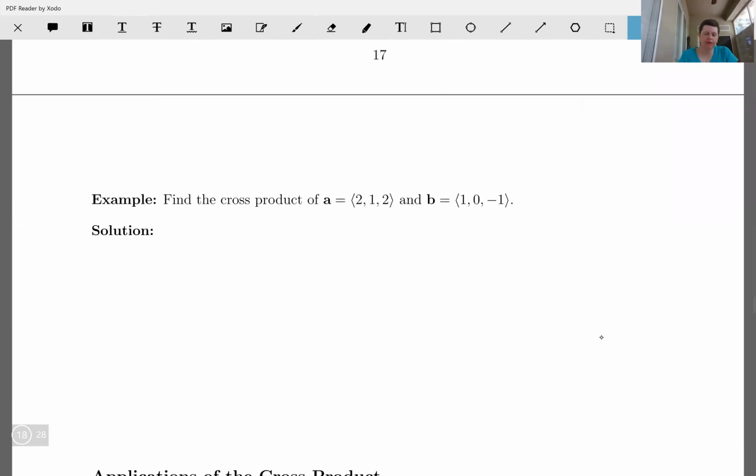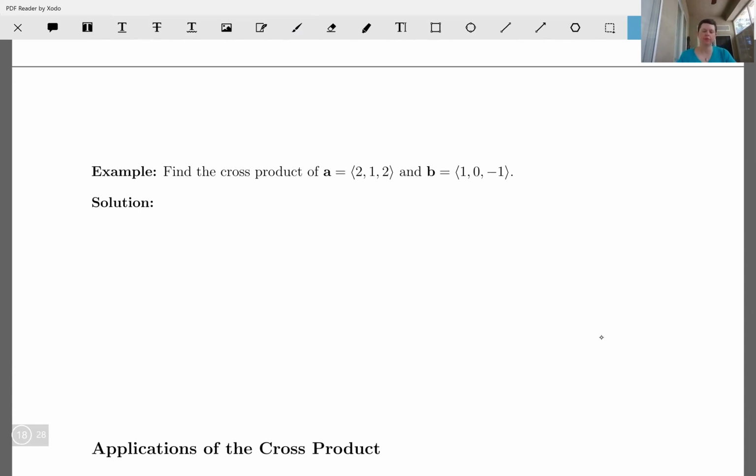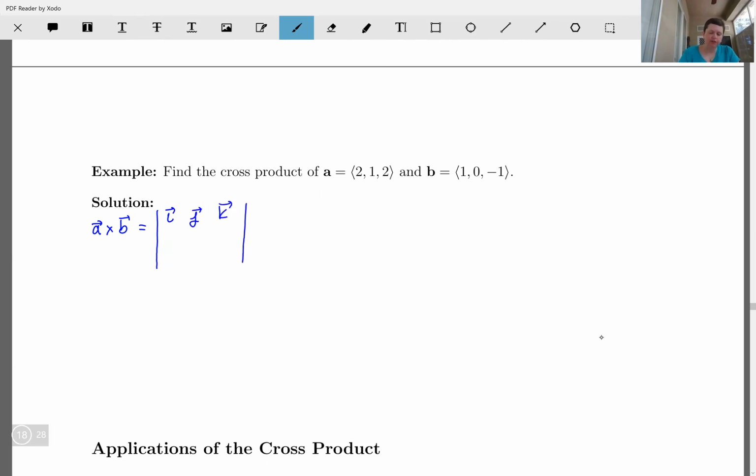But before we stop the video, let us do an example, because what is life without a good example? So let's find the cross product of these two vectors, A and B. Here's how we're going to do that. We're just going to follow the lead of our instructors. First row just gets the unit vectors, I, J, K. Second row is the entries of vector A, so 2, 1, 2. Third row is the entries of vector B, which is 1, 0, negative 1.